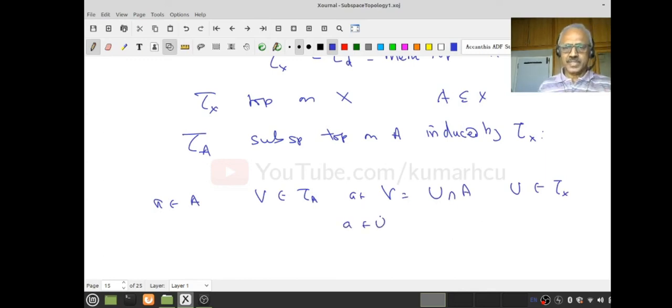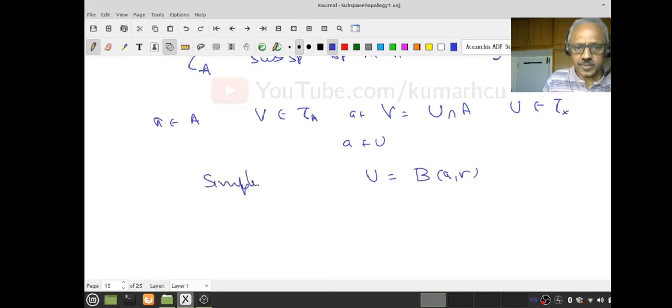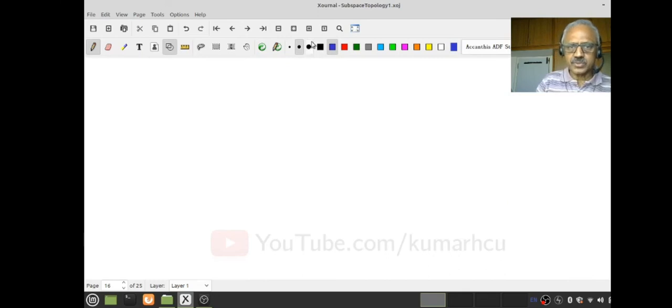Therefore U is an open set in the metric topology, and a belongs to U. Therefore what are the simplest open sets which contain a in the metric space? They are of the form B(a,r). Therefore I can take U equal to B(a,r). Simplest or typical or basic open sets are of this form, right? Therefore my V is B(a,r) intersection with A. Again let us look at the picture so that you should know.